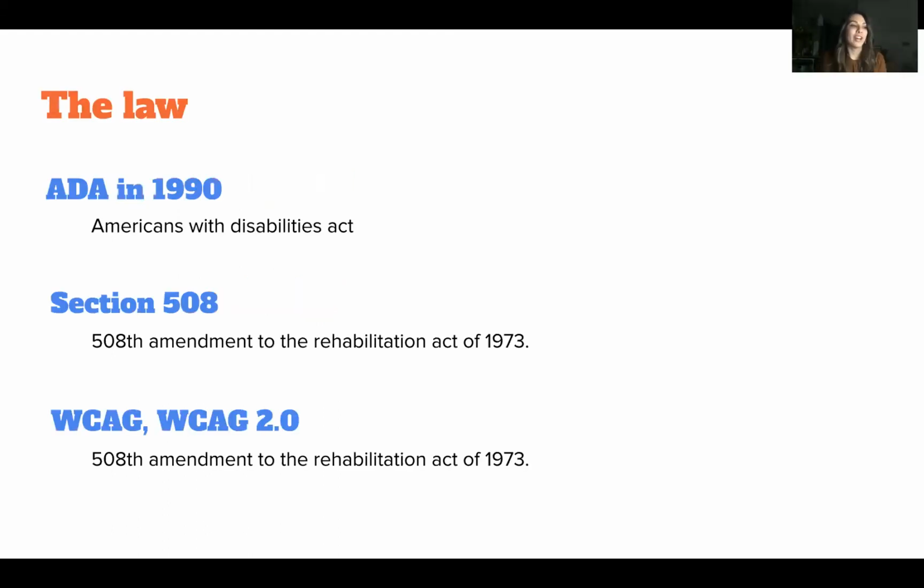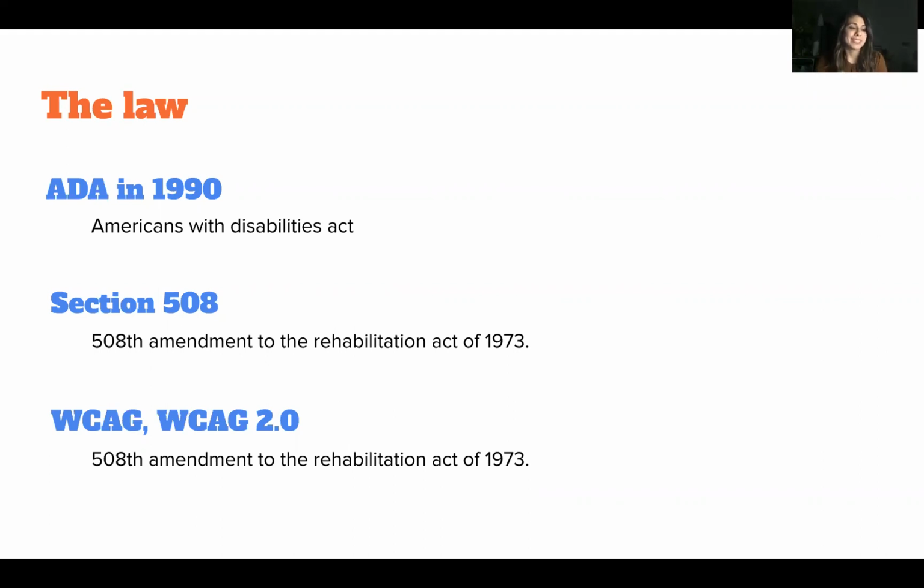Okay, so the law. Are we required by law for your product or your web app to be accessible? Basically, yes. There have been many laws born to protect and accommodate those living with a disability. For example, wheelchair ramps were a result of the ADA, the Americans with Disabilities Act, which came around in 1990. That is a civil rights law that prohibits discrimination based on disabilities, including mental and physical.